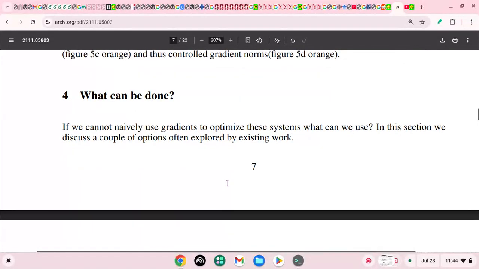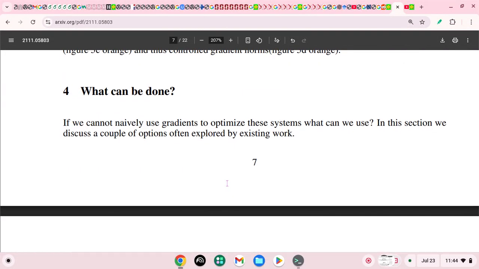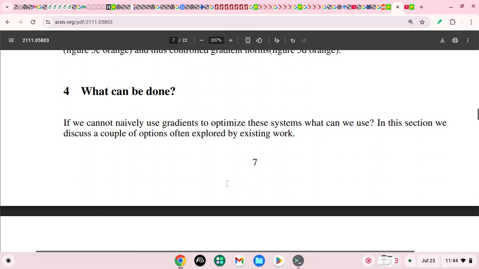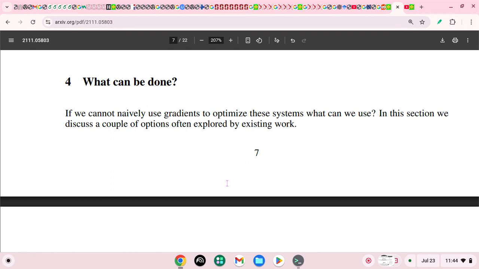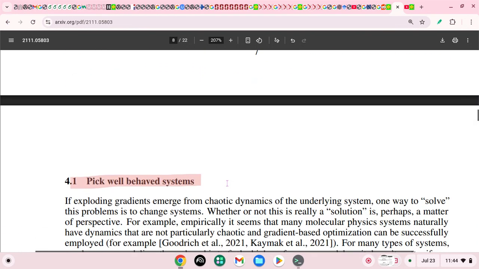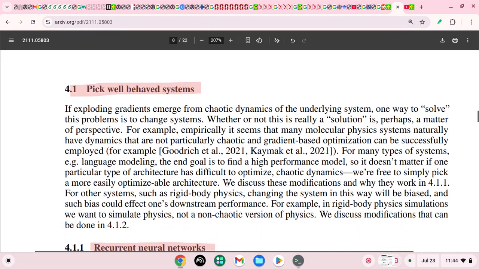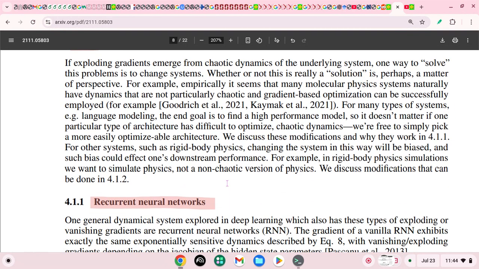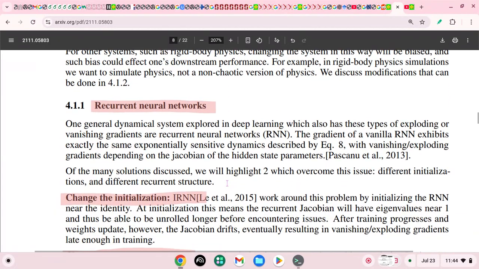So what if the iterative system is very sensitive to the initial parameters, and there are large chances for the gradients to explode or the iterative process to diverge? What can be done has been recommended by this paper. One is to make the system well behaved. For example, in deep learning, recurrent neural networks have vanishing or exploding gradient problems.